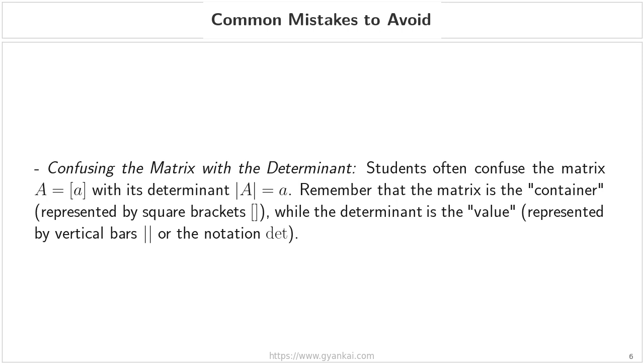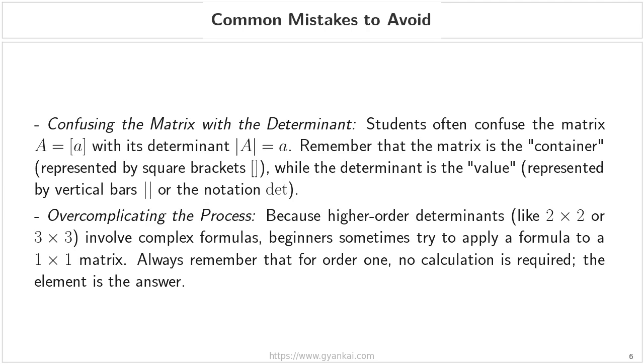However, you must remember that the matrix, represented by those square brackets, is essentially the container holding our data. The determinant, on the other hand, is the specific numerical value we are looking for, which we denote using vertical bars, or by using the notation det. Keeping this distinction between the container and the value clear is crucial as we move into more complex matrices later on. Second, try your best not to overcomplicate the process.